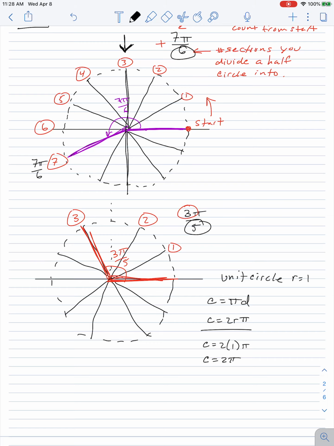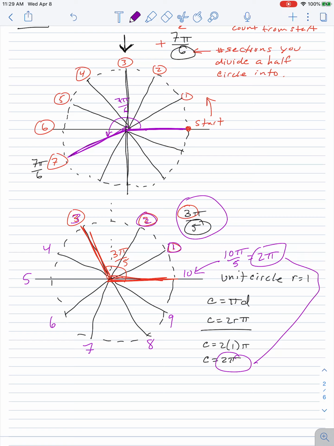All right, now let's go back to our previous example and let's count some things up. I've got my circle here divided into fives. Here's 1, here's 2, 3, 4, 5, 6, 7, 8, 9, 10. So this all the way around is 10 pi over 5. Reduce that. 10 divided by 5 is 2. This is 2 pi. This is not a coincidence that these two are the same number, because all the way around a circle, the circumference all the way around is 2 pi.